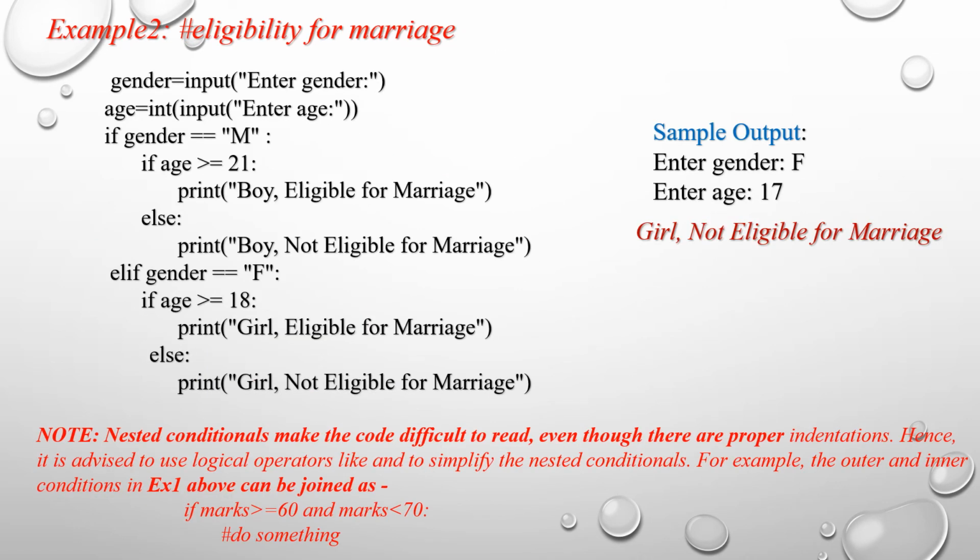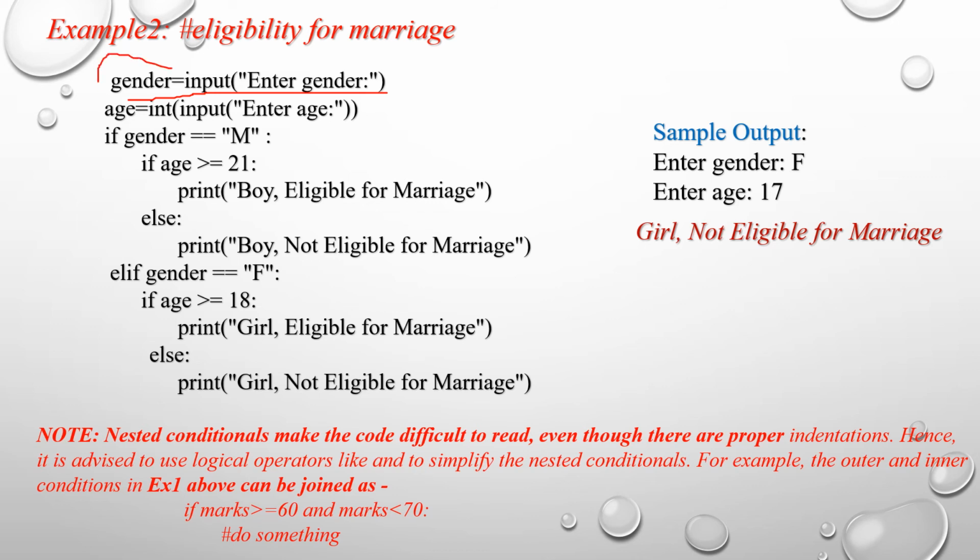Let's consider one more example. This Python code will tell you whether you are eligible for marriage or not. So gender is equal to input, enter gender. Here we declare the input function. This statement is asking for user input, and we save the user input in gender.